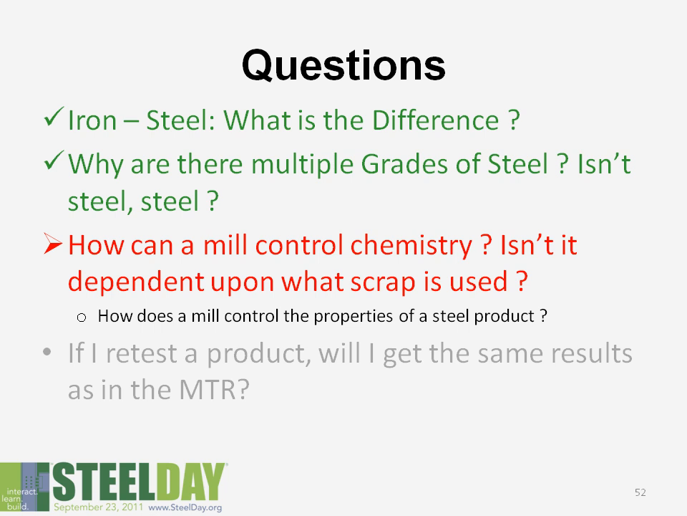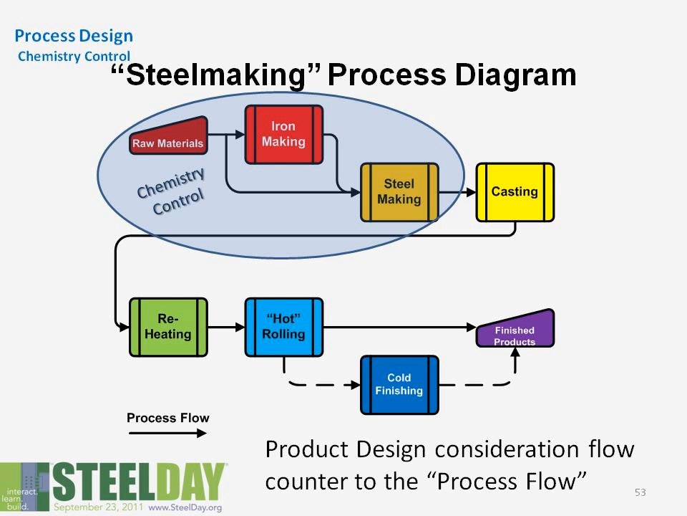Okay. Thanks, Doug. The third question that was posed to me is, how can a mill control chemistry? Isn't it just really based upon what scrap is used? Well, let's look at the steelmaking process. The chemistry control comes in the liquid.